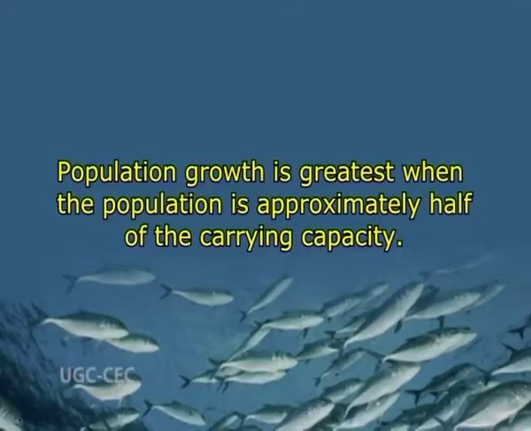When N is small compared to K, the term (K minus N)/K is large and the per capita rate of increase is close to the intrinsic rate of increase. When N is large and approaches K, resources are limiting. In this case, the term (K minus N)/K is small and so is the rate of population growth. Population growth is greatest when the population is approximately half of the carrying capacity. At this population size, there are many reproducing individuals and the per capita rate of increase remains relatively high.